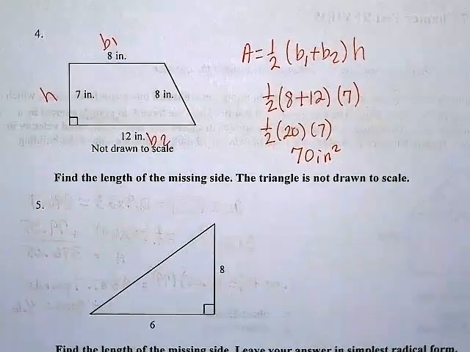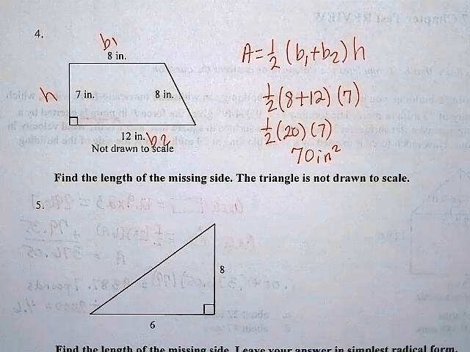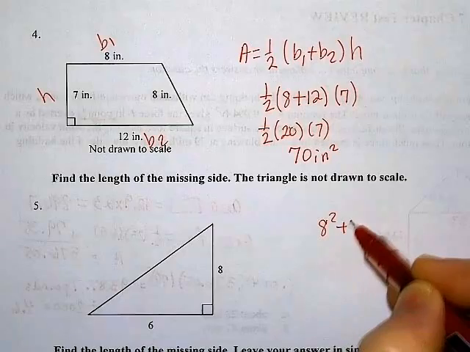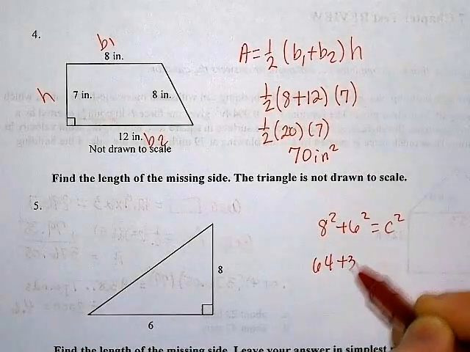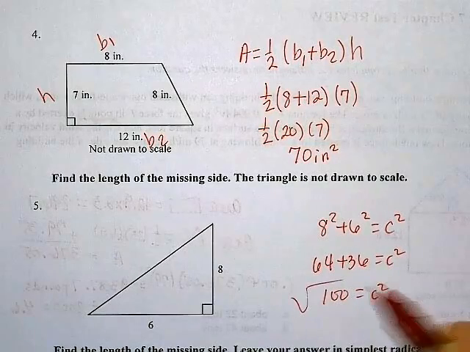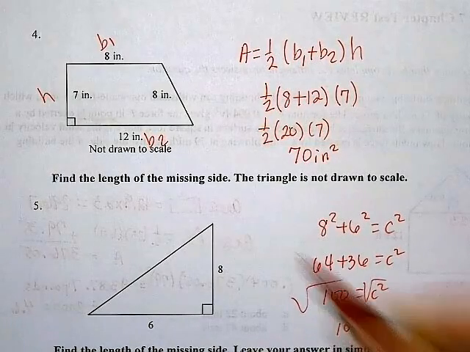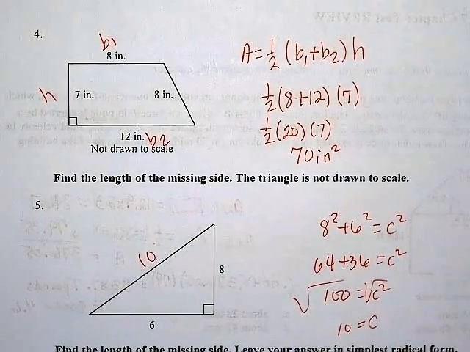Number 5 asks you to find the length of the missing side. The triangle's not drawn to scale. What strategy are you going to use on number 5? So 8 squared plus 6 squared is c squared. 64 plus 36 is c squared. 100 is c squared. Take the square root. So c is 10.